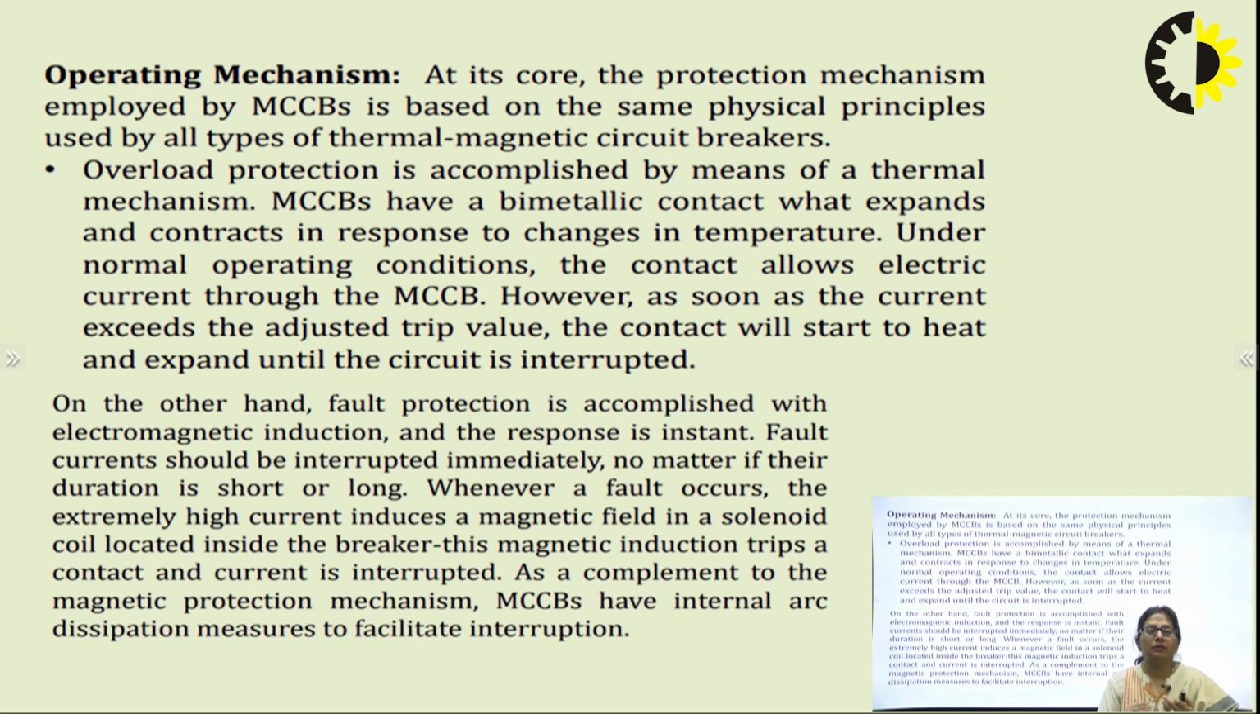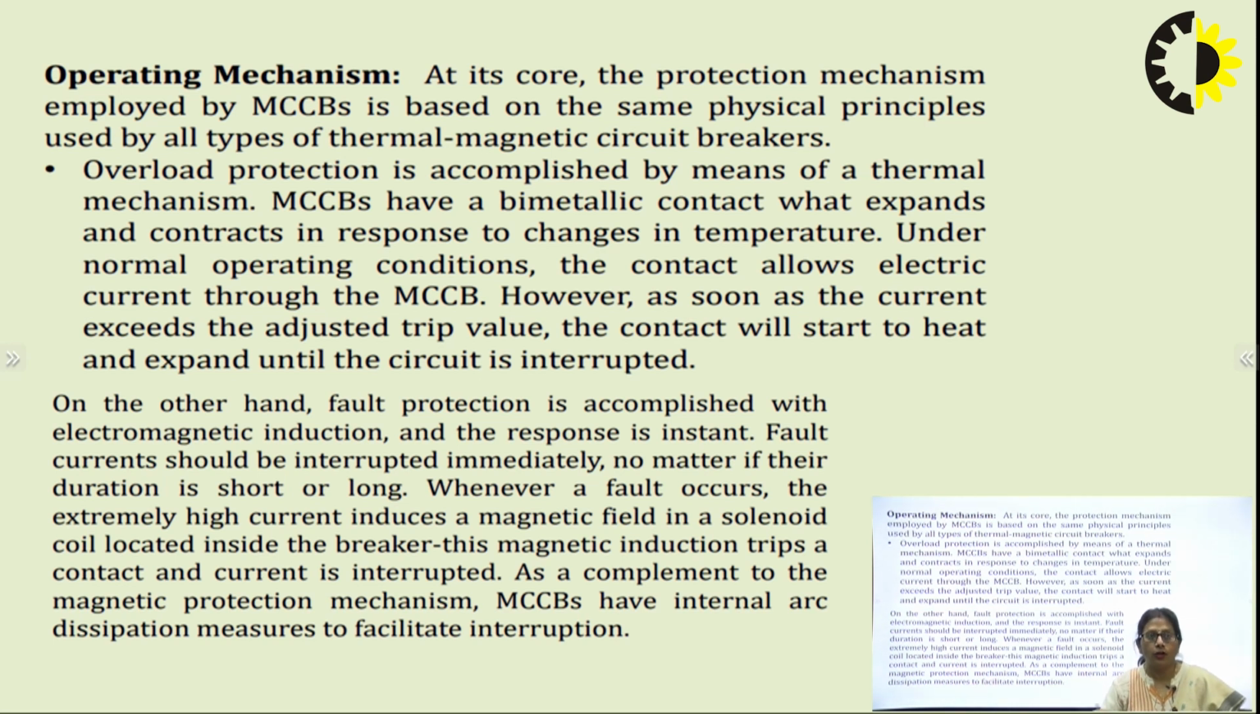So the MCCB has a bimetallic contact which expands and contracts in response to the change in temperature. Under normal operating conditions, the contacts allow the electric current through the MCB. However, as soon as the current exceeds the normal working current, the adjusted trip value, the contact will start to heat and expand until the circuit is interrupted with the help of the trip unit.